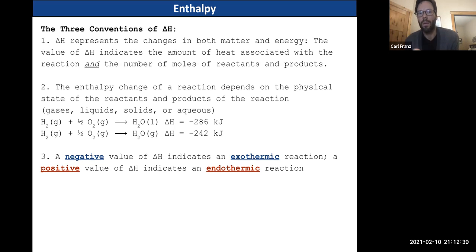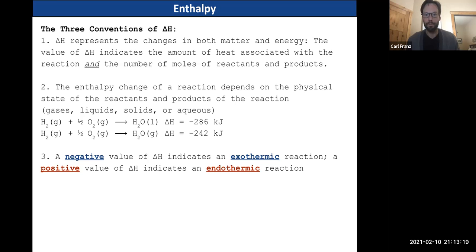And there are three main things we discussed with enthalpy. One is that enthalpy change is indicative of the amount of heat that is involved in a reaction, as well as the number of moles of the reactants and the products, okay? Remember, when we were calculating enthalpy change, we were looking at the moles of the products minus the moles of the reactants, okay? So the amount is important.